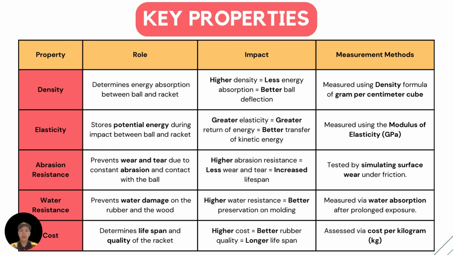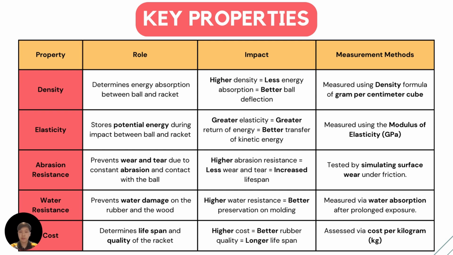Density is determined by how much energy is absorbed when the ball hits the racket. A higher density would indicate that less energy absorption occurs, leading to better ball deflection. This is measured in grams per cubic centimeter. Next up, we have elasticity. This property stores potential energy during the impact. Greater elasticity means better kinetic energy transfer, helping you deliver more powerful shots. We measure this using the modulus of elasticity in gigapascals.